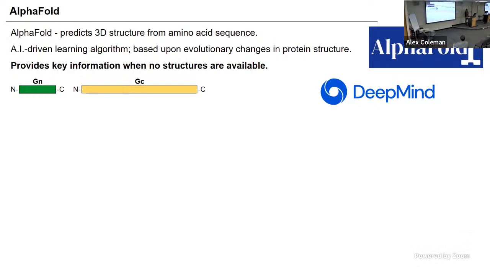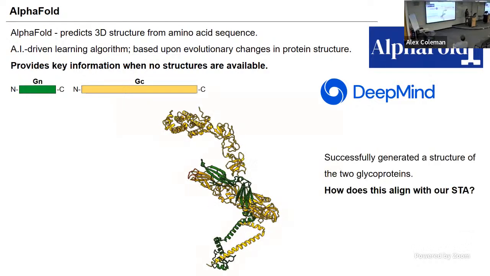It's based on the evolutionary changes in amino acid structure and the physical constraints of how a protein is made up, so you can basically give it an amino acid sequence and it should predict a 3D structure of your protein. I will say it's not always successful, but yeah.